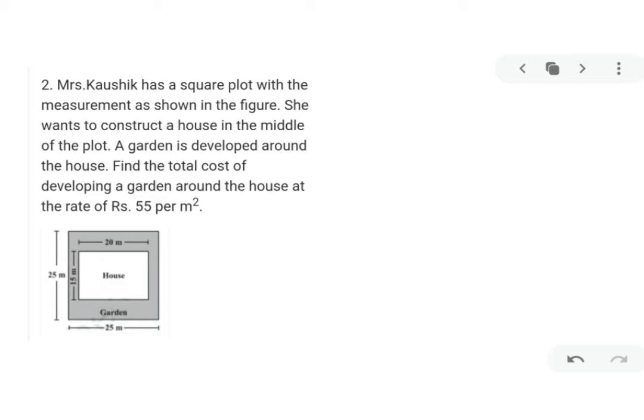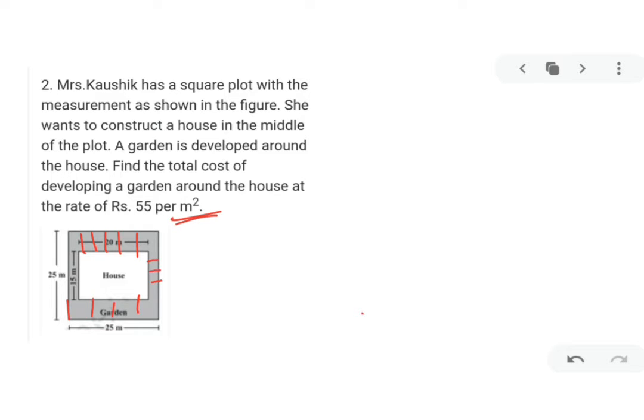Okay, let's jump on to our next part, which says Mrs. Kaushik has a square plot with a measurement as given in the figure. She wants to construct a house in the middle of the plot. A garden is developed around the house. Find the total cost of developing a garden around the house at the rate of 55 per meter square. That means, in a way, first you have to get the area of the garden, that is this shaded part, and then you will multiply with your cost per unit to get the total cost.